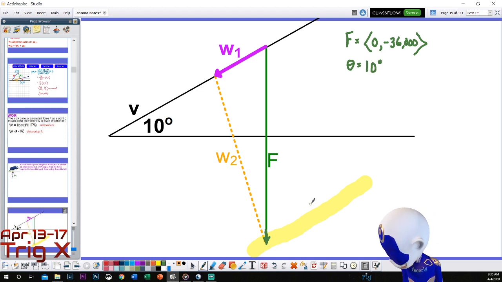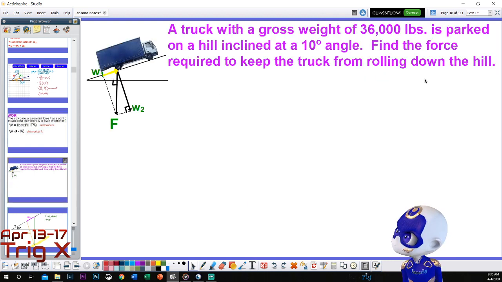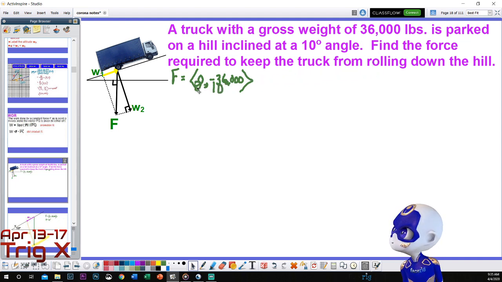Now, sadly, I'm going to need more room, so I'm going to just do some copying and pasting. Alright, let's go back up to where I have more room. That was a total fail. Sorry about that. Alright, so there's my information.